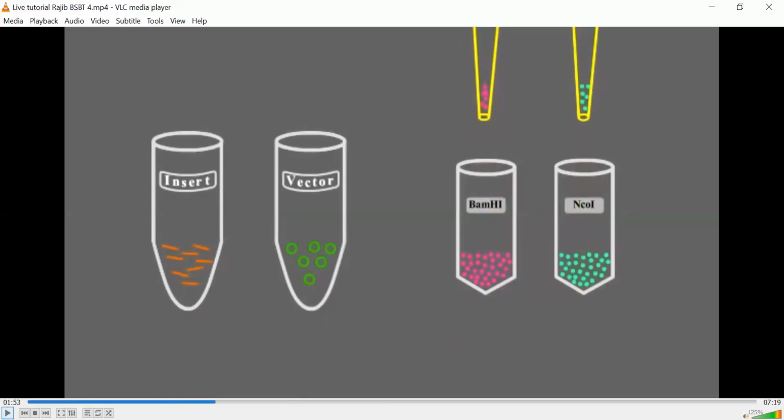So here we have taken two different restriction enzymes. One is NcoI, another one is BamHI. So we are going to use these two restriction enzymes both to cut the plasmid vector as well as the insert.